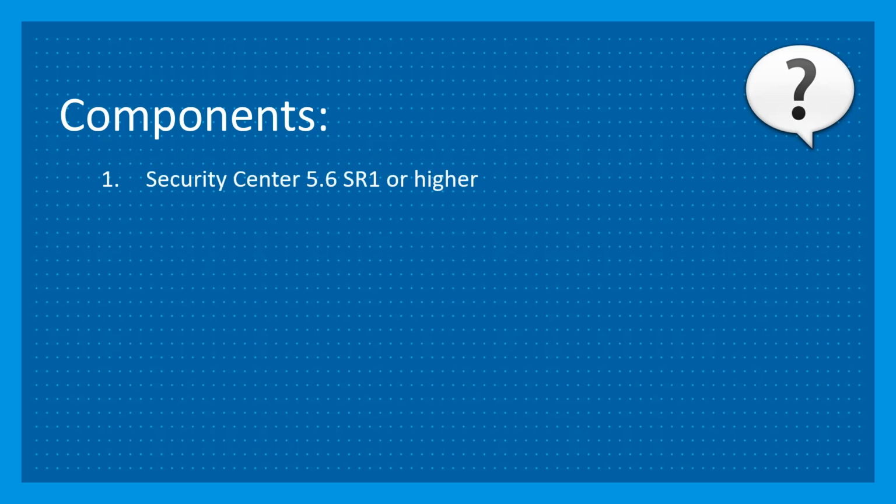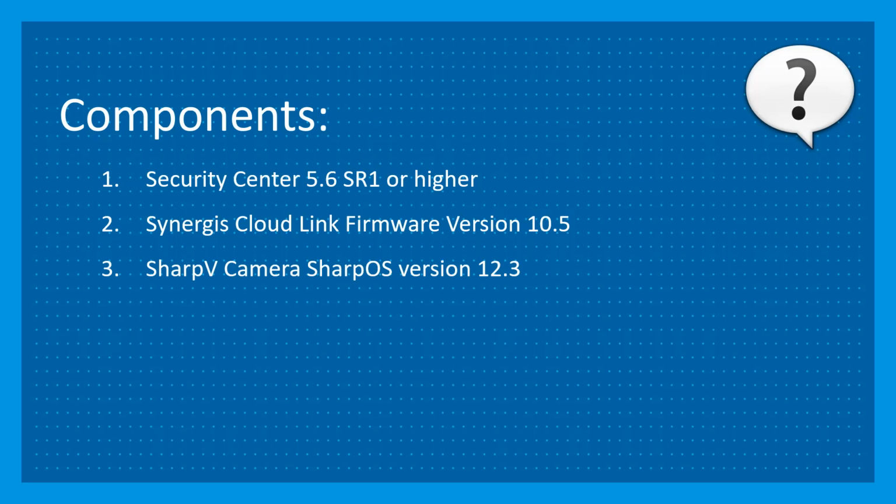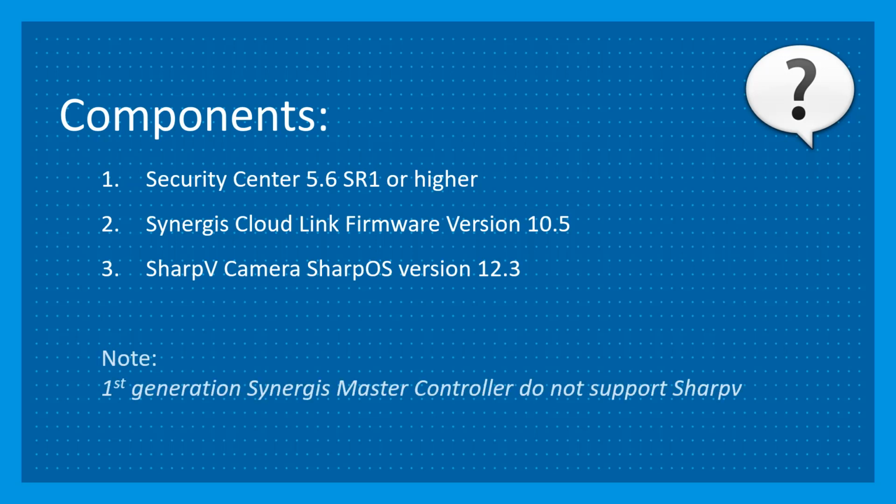Now, what are the components that we need? We're going to need Security Center 5.6 SR1 or higher. We're going to need a Synergis Cloud Link. Our SharpV camera is going to be connected almost like an access control panel to our Synergis Cloud Link with a firmware version of 10.5, and a SharpV camera with a SharpOS version 12.3.